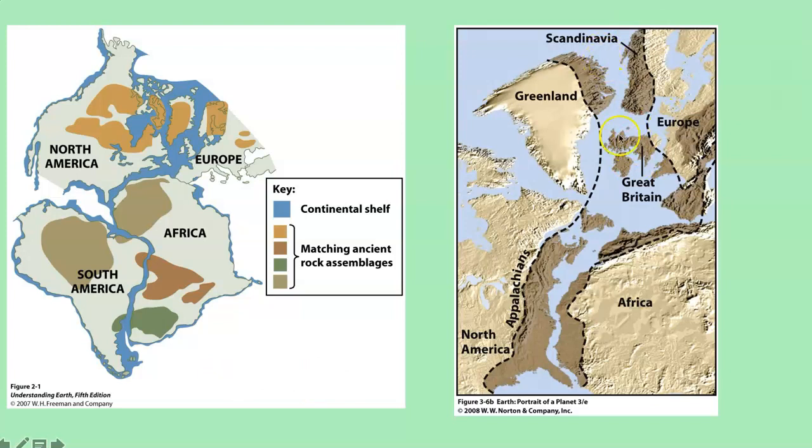On the right, we have a little more detail of what was going on in the North Atlantic area. We have the Appalachian Mountains of North America, the Atlas Mountains of Africa, numerous mountains in Greenland and parts of Europe. These all formed an enormous mountain belt that was apparently higher than the Himalayas.